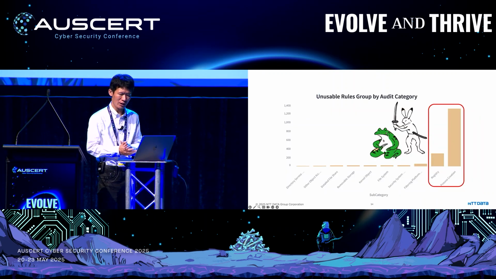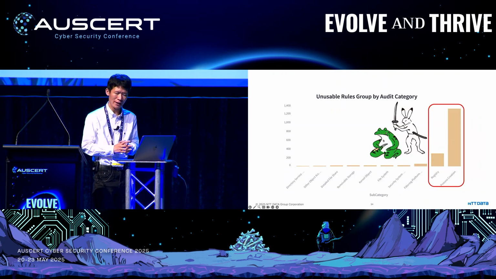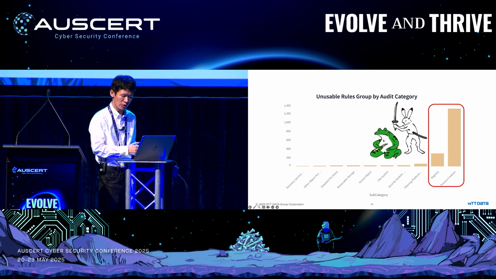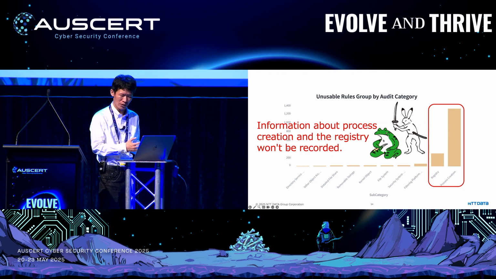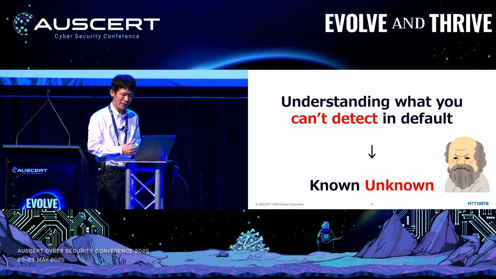This is a graph showing the number of unusable rules by subcategory. Detection rules related to process creation and registry unfortunately do not record logs under the default audit settings. As a result, all such rules become unusable. In this way, understanding what cannot be detected under the default settings is what we refer to as the known unknowns.